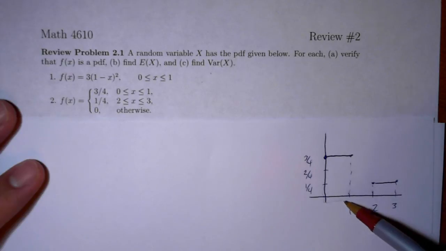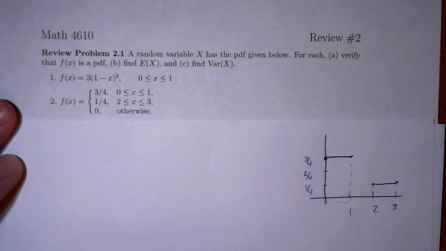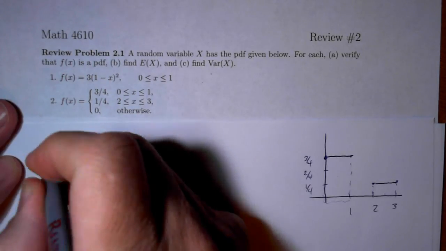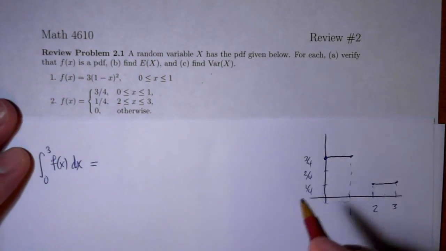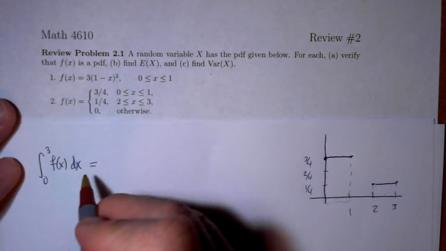The area of this rectangle is 3/4. The area of this rectangle is 1/4. And so the total area under the curve is going to be 1. To do this with calculus, the integral from 0 to 3 of f of x dx, in the same way that we did for the first part.